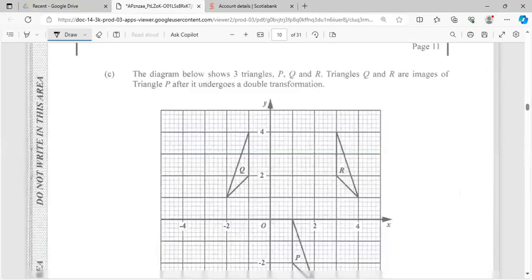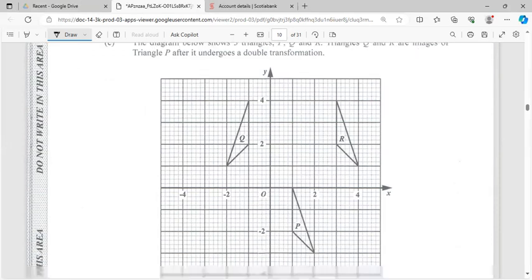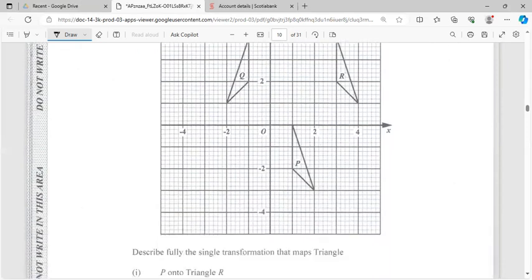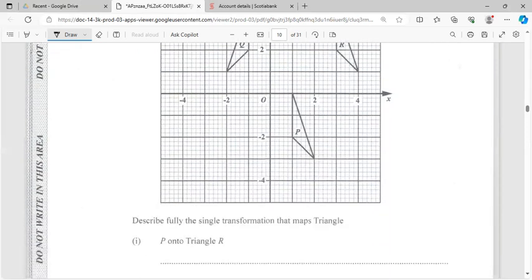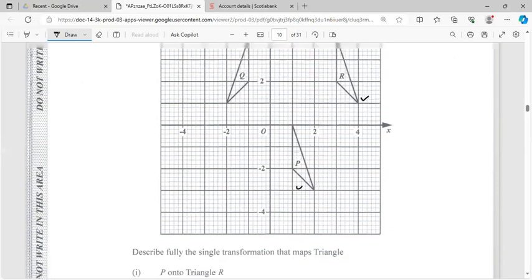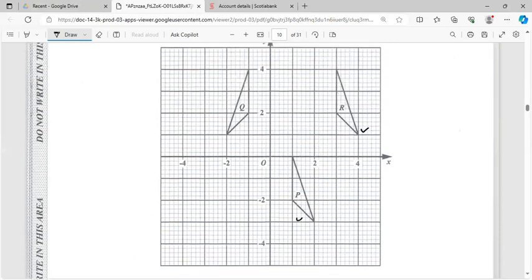Alright, C says the diagram below shows triangles P, Q, and R. Triangles Q and R are images of triangle P after it undergoes a double transformation. So it's two transformations. They said describe fully a single transformation that maps P onto R, which is this one. Alright, so that's the first one.